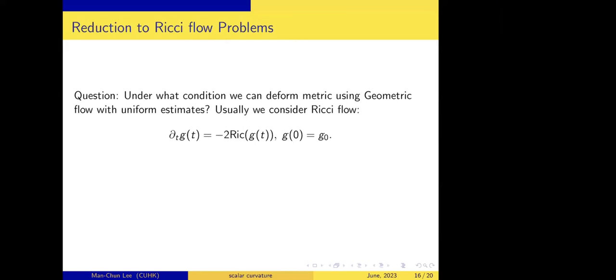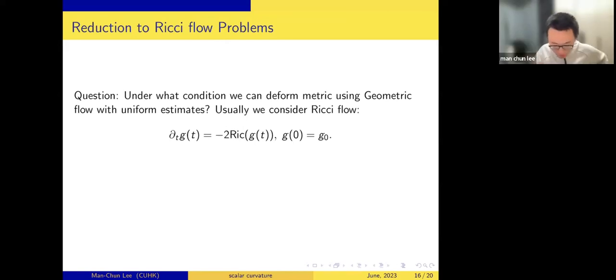All right. So okay, finally I go back to the Ricci flow, go back to the title. So essentially the question is to ask, okay, I reduce back to a Ricci flow question. No, forget about the scalar curvature, just some random Ricci flow question. So then the question is under what condition can you deform the metric using the Ricci flow? Under what kind of assumption can you deform by the Ricci flow with uniform estimate?